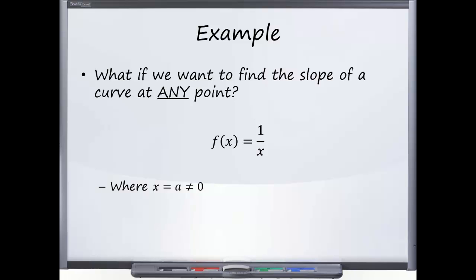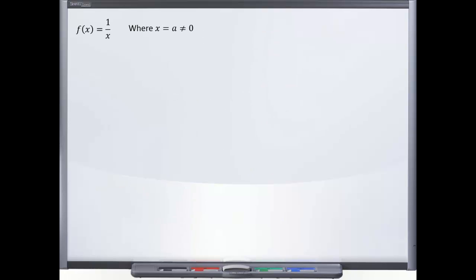Alright, so let's actually go through an example to see how to do this. What if I wanted to find the slope of a curve at any point for this function? Well, I'm going to start with my definition: the limit as h goes to 0 of f of x. I want any x, so we're calling that a. So f of a plus h minus f of a, all over h. And now we know from working with limits that we plug a plus h into our variable, and then we plug in a.